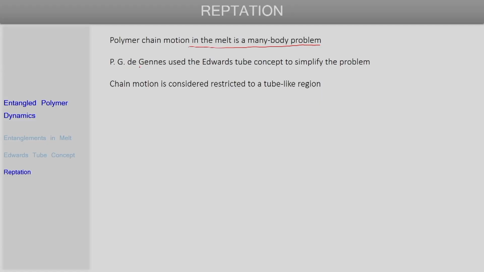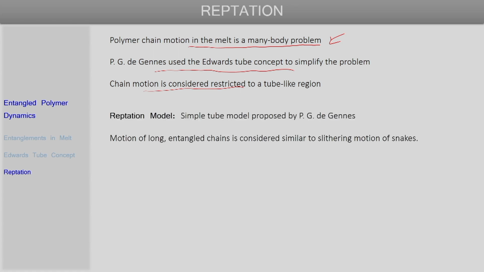De Gennes, who won a Nobel Prize for his important contributions to polymer physics, used the Edwards tube concept to simplify this many body problem, and proposed that the chain motion can be considered to be restricted to the tube-like region. Any model of entangled polymer dynamics which uses this tube concept comes under the category of tube model.